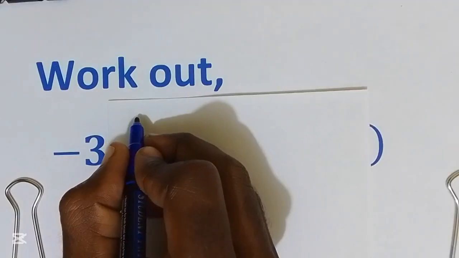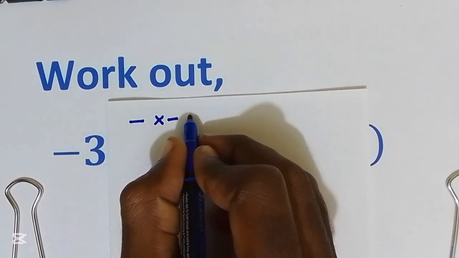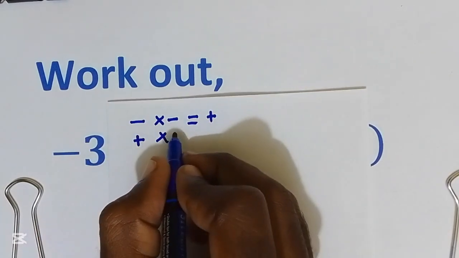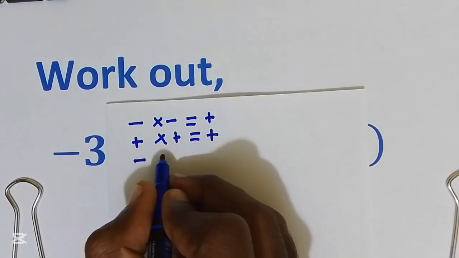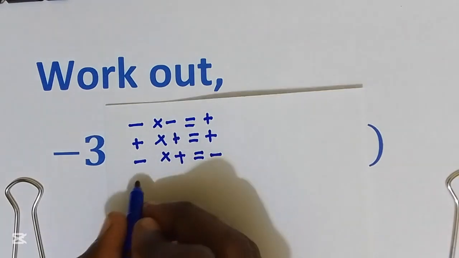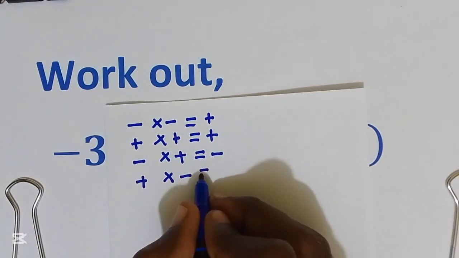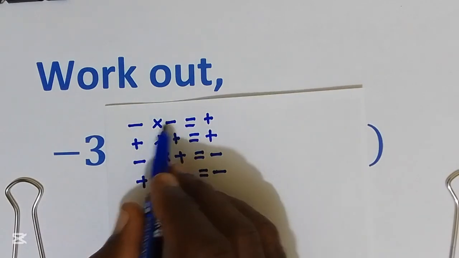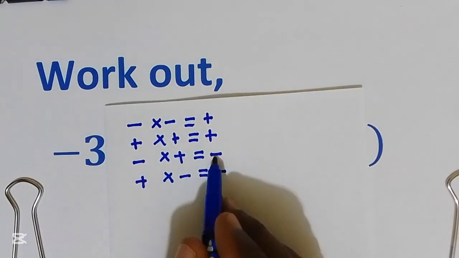We know that for the integer, when we have negative multiplied by negative, we get positive. Positive multiplied by positive, we get positive. Negative multiplied by positive, we get negative. And positive multiplied by negative, we get negative. That is, when we are multiplying the same sign, we get positive, and when we are multiplying different signs, we get negative.